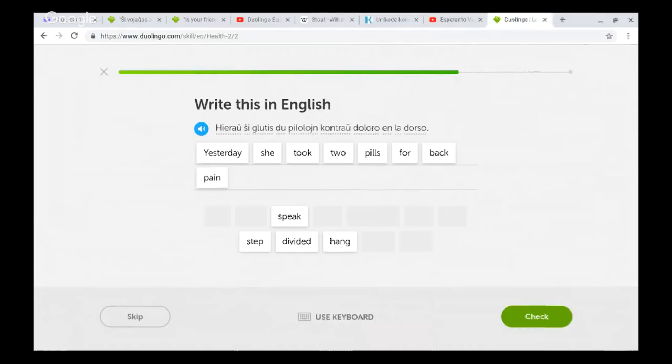Yeah, and this is actually a very clear case where you need to say kontraŭ, right? Because you're not trying to do something to help the pain. You're trying to do something against the pain. Ŝi glutis pilolojn kontraŭ doloro en la dorso.